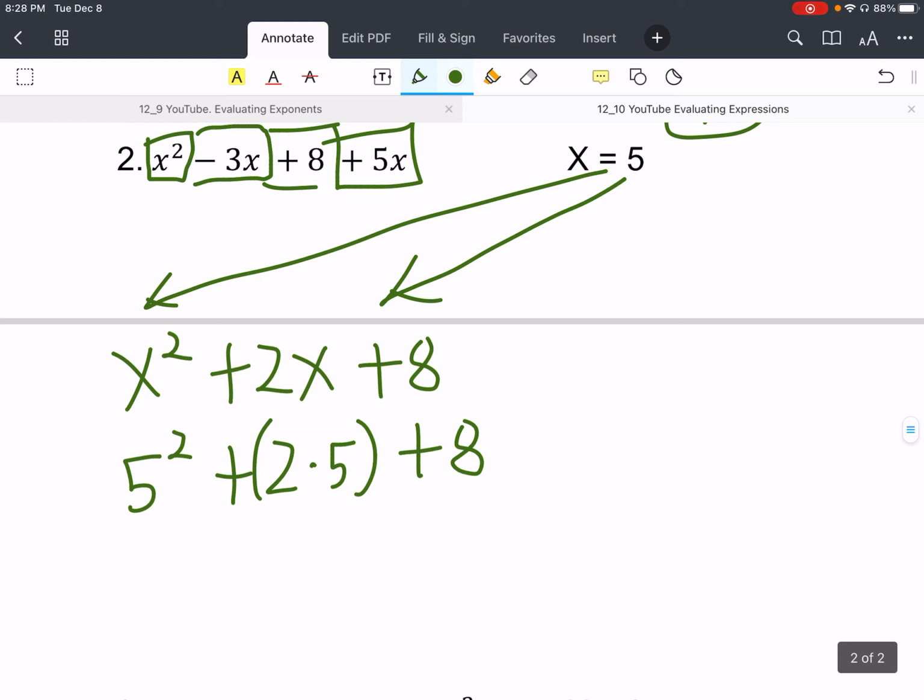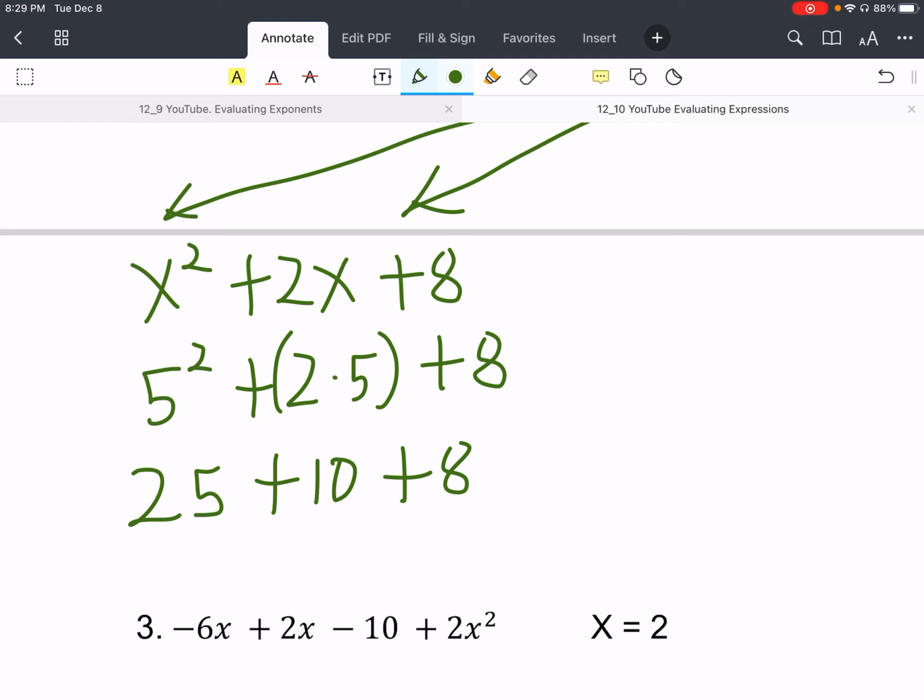So 5 to the second power is 25. 2 times 5 is 10, plus 8. So I did 2 steps on that line. I did the exponent and multiplication, which I think you're capable of doing. But if you feel like you're making some mistakes, make sure you do 1 step per line. 25 plus 10 is 35, plus 8 is 43. Lots of room for mistakes. So if you have time, especially on a quiz, I would try and do each of these problems twice.